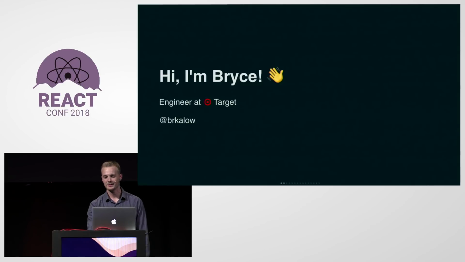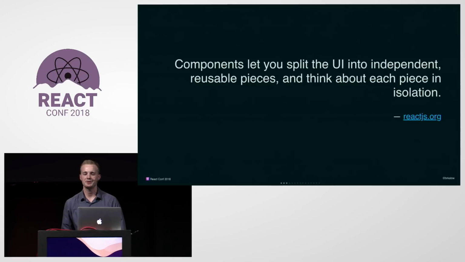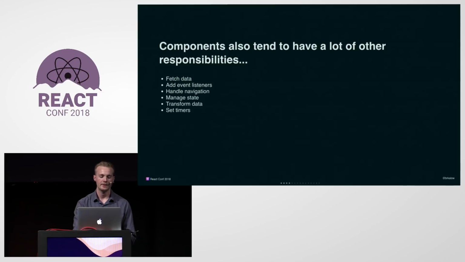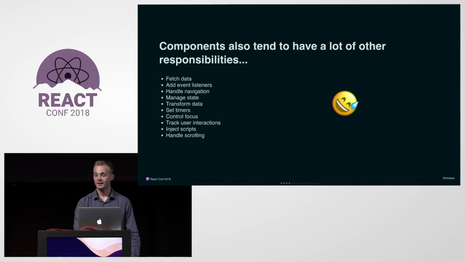First, I want to talk about components. Components let you split the UI into independent, reusable pieces and think about each piece in isolation. In their purest form, components represent individual pieces of our UIs. As our applications grow, our components also evolve to encompass a lot of other functionality. They fetch data, add event listeners, handle navigation, manage state, and so on. It can get pretty overwhelming.